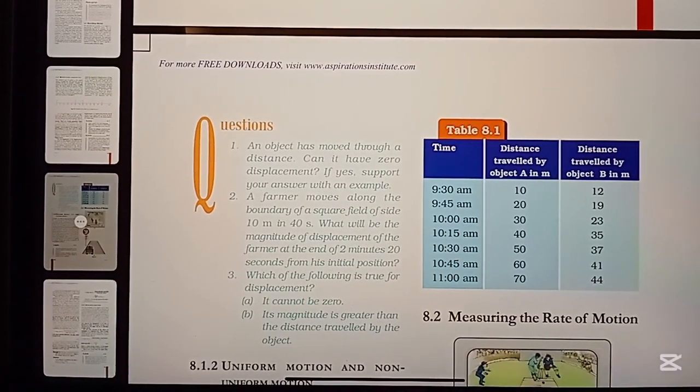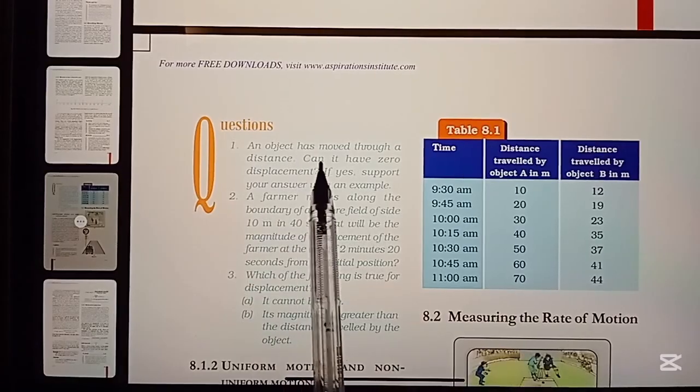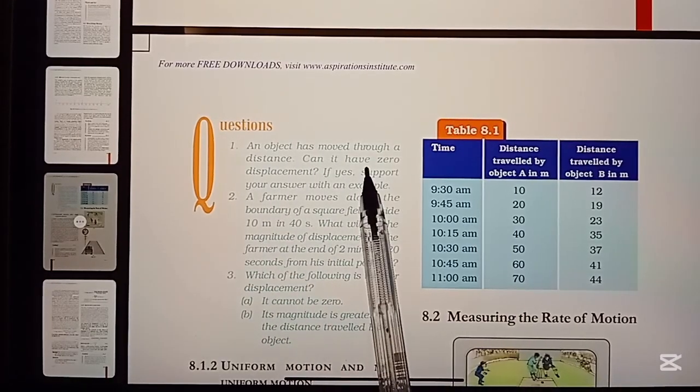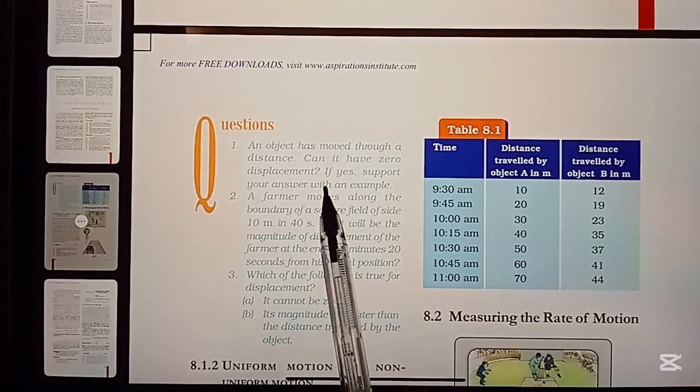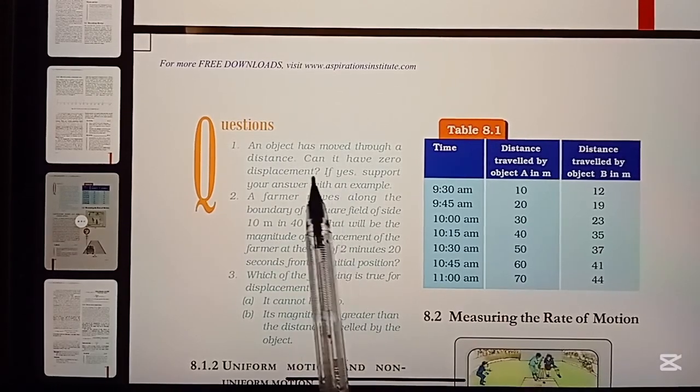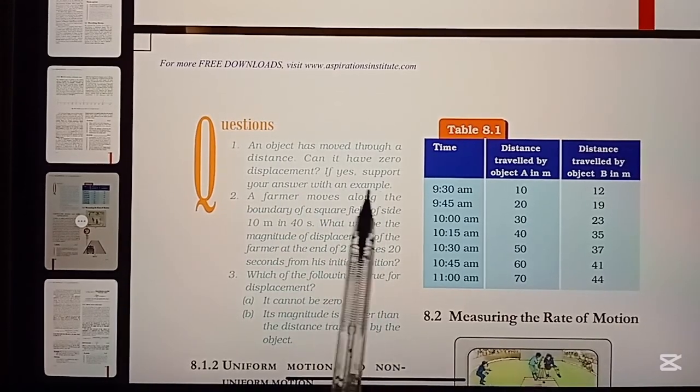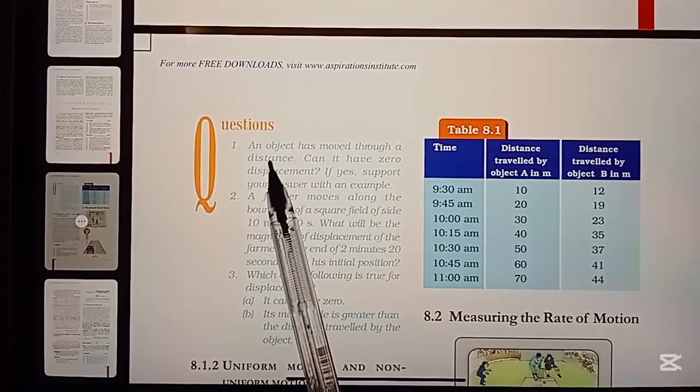Now let's look at a few questions that are given in the textbook. So this is the first question. An object has moved through a distance. Can it have zero displacement? So what is displacement? The shortest distance. If your answer is yes, how will you support it with an example?